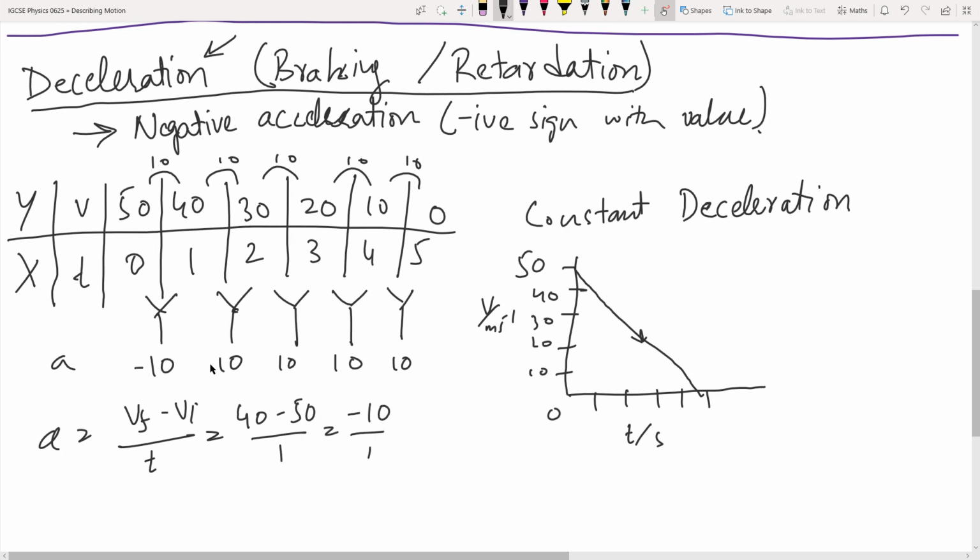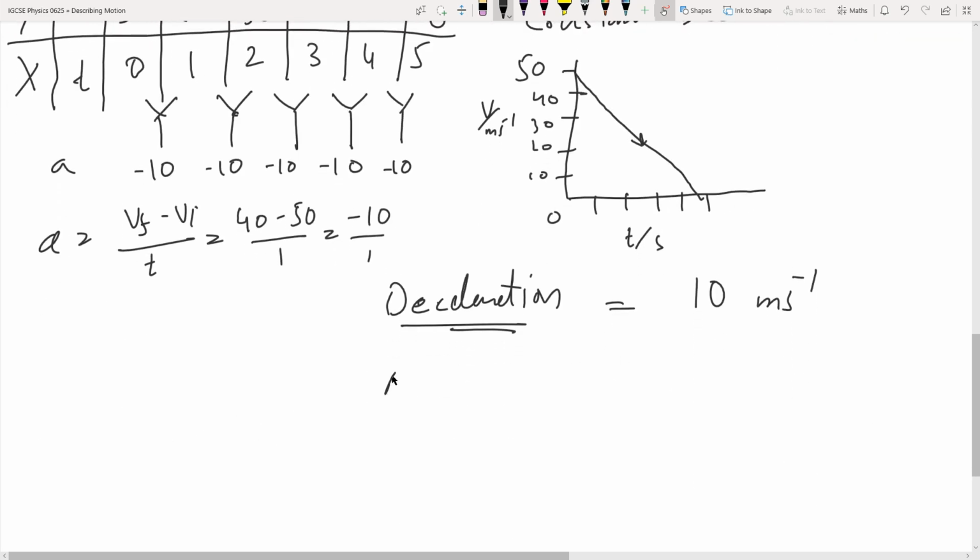So I'm just going to introduce this minus 1 sign. That is the very reason we call it negative acceleration. Now remember, if I ask you what is the deceleration value, now when I use the word deceleration, then you simply write 10 meter per second, right? And what if I say what is the acceleration, then I need to incorporate the negative sign over here, right?